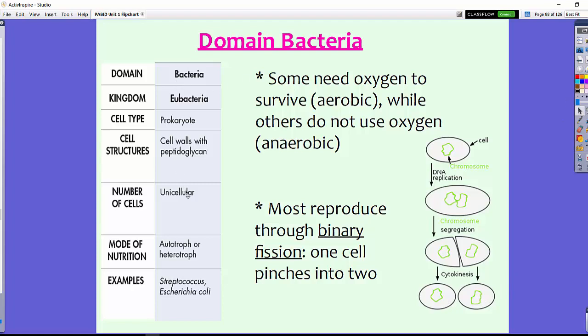The rest of this information here, like number of cells, it's always unicellular. Mode of nutrition, it could be an autotroph or a heterotroph, meaning that it makes its own food, or it has to get its food from somewhere. Examples that we have are Streptococcus. That's the bacteria that creates strep throat and gets you all sick. The other one is Escherichia coli, which is E. coli, which you may have heard about. This gets you stomach sick. So this is food poisoning. If you ever have a really bad case of food poisoning, it could come from E. coli.